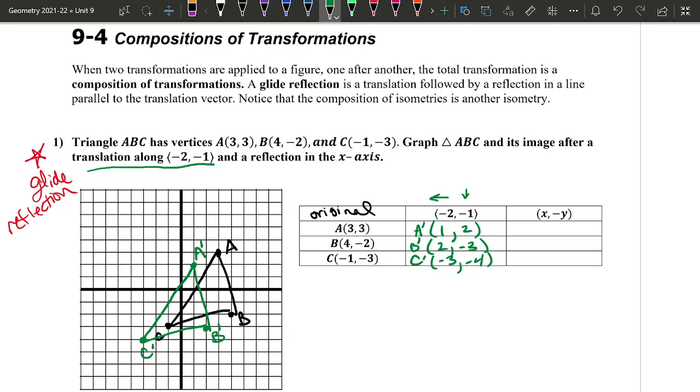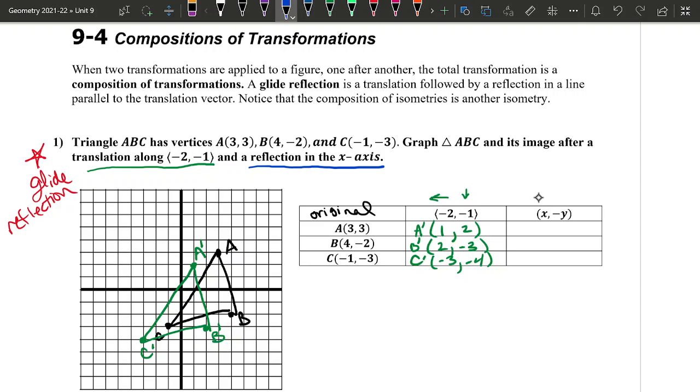Now we need to do the second one. All right, so to do the second one, it says, and a reflection in the x-axis. So you need your formula for reflection in the x-axis, or your rule. You'll use your formula sheet for that. I've already put it in because this is the first example. It's x, negative y.